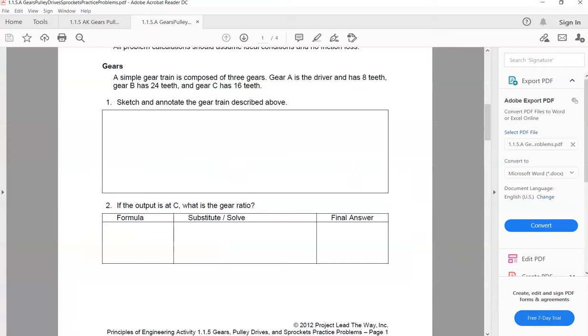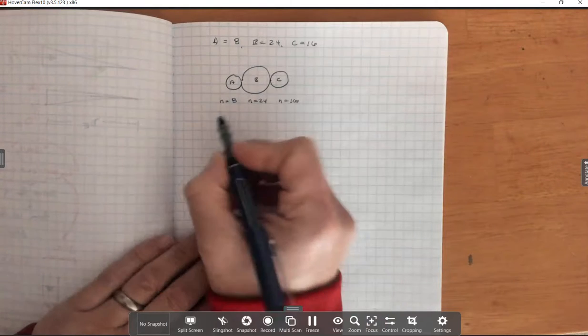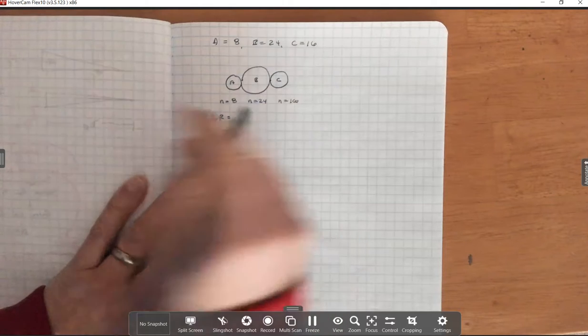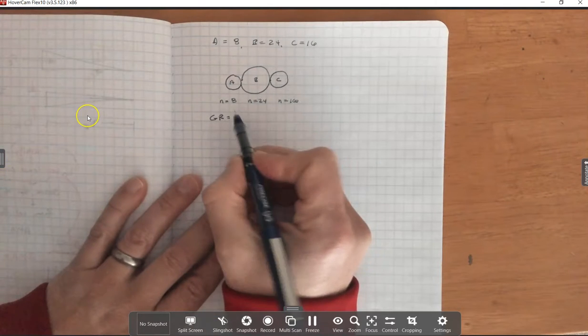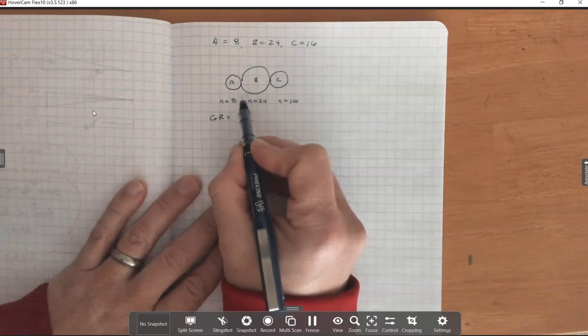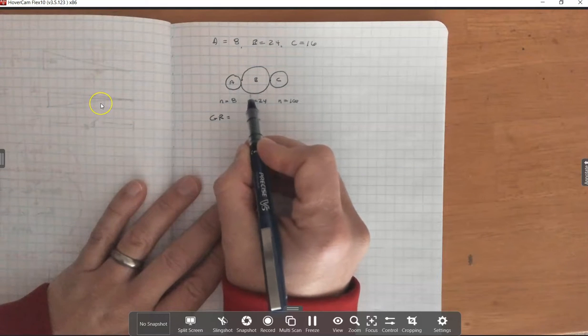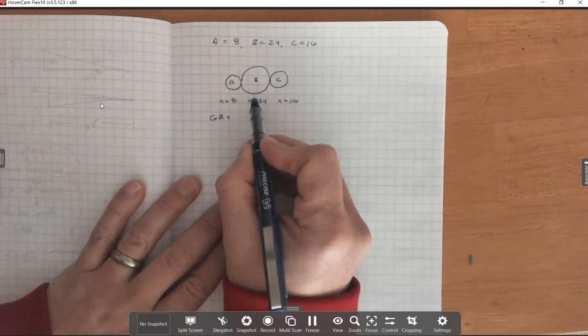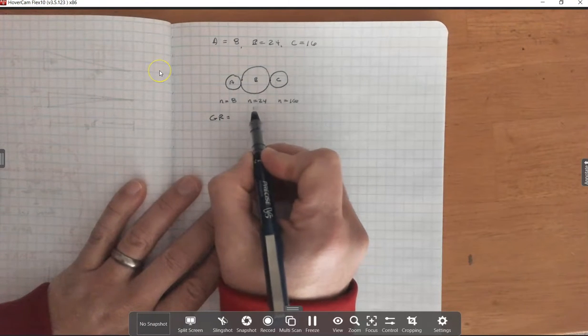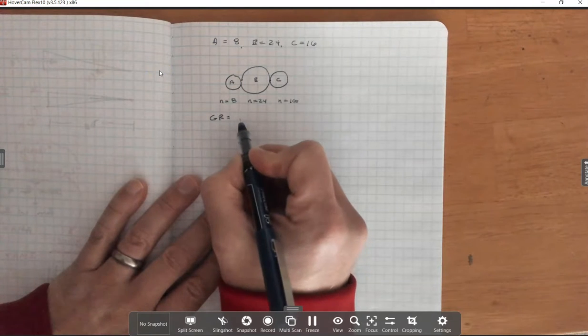Okay, number 2. It says, if the output is at C, what is the gear ratio? Calculating gear ratio can be done if we compare either the diameters or the teeth, those are physical attributes, or even attributes while they're in motion, which would be the torque and angular velocity. In this case, what we have to work with is the number of teeth. As long as we're comparing apples to apples, teeth to teeth, then we can do this.